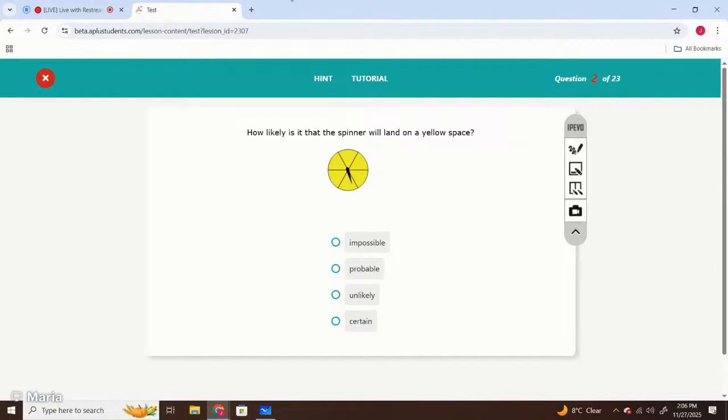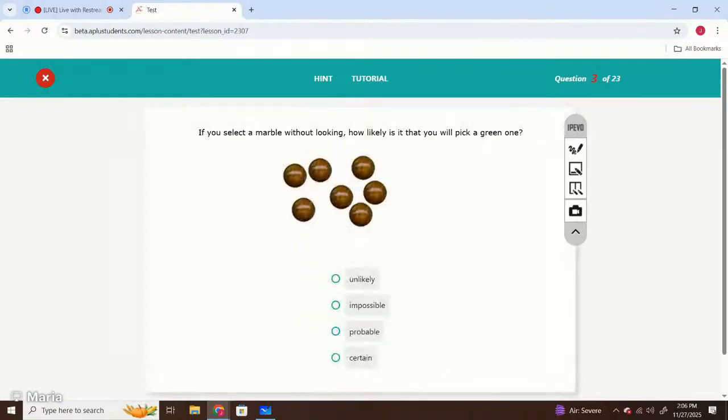How likely is it that the spinner will land on yellow space? So see, now we have a spinner that is all yellow. So whenever you spin, you will land on the yellow space. So that means certainly you will land on the yellow space, because if you spin 10 times, if you spin 100 times, every time it will land on yellow. So certainly it will land on yellow. So the correct option is certain.